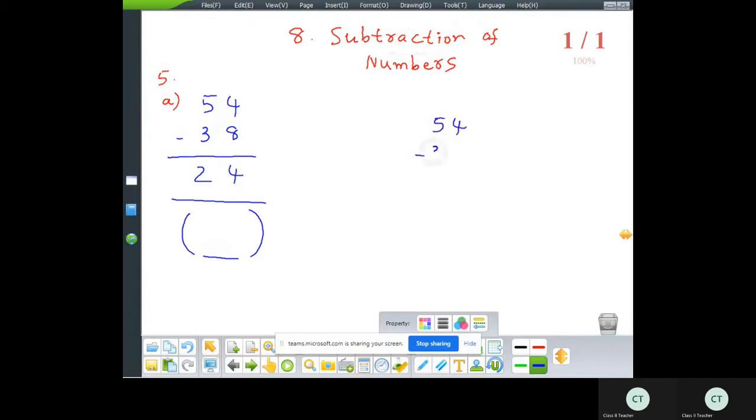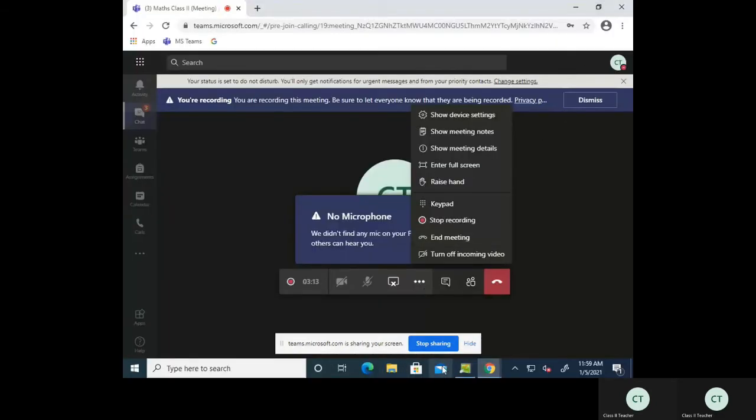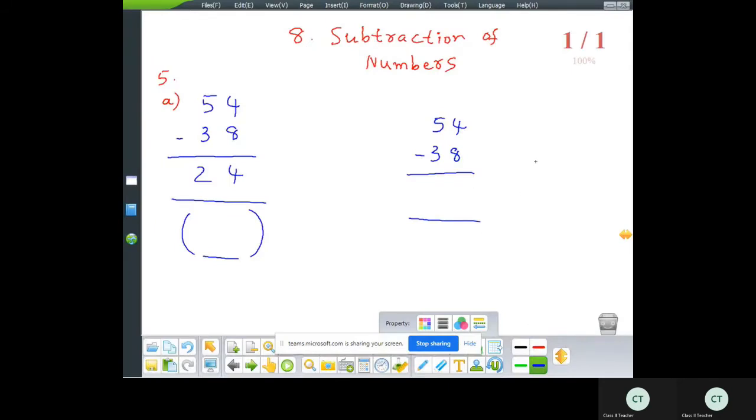54 minus 38 means 38 subtract from 54. Here, which is the biggest number? Biggest number is 54. Yes, 38 is the smallest number. In subtraction, we take small number from bigger number. Now 54 is bigger number, it is on top. 38 small number, it is down. Then subtraction is possible. Before going to subtraction, first we write place values 1 and 10.